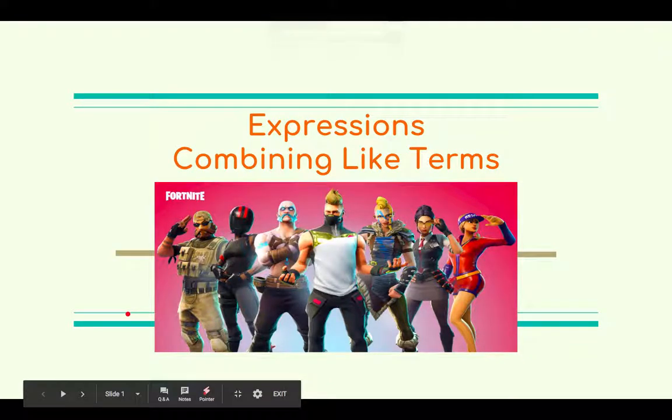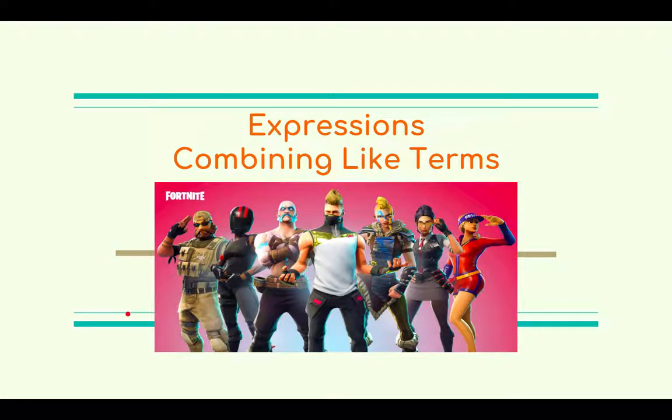Today I wanted to come on and do a lesson on combining like terms with more than one variable within an expression. For today's lesson and example, I've decided to use Fortnite as a way to help you understand the different variable terms whenever you're working in an expression, so that you'll understand which ones you combine and also why constant terms cannot be combined with variable terms.